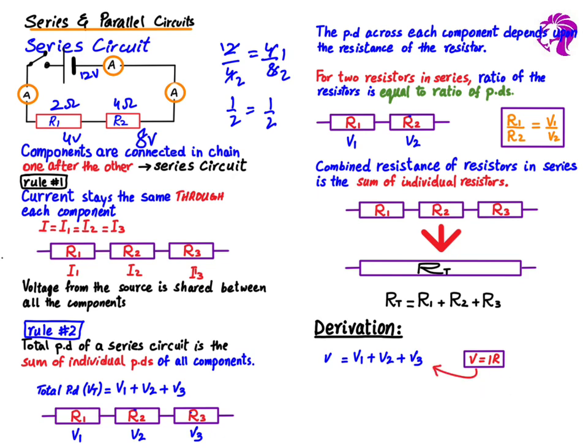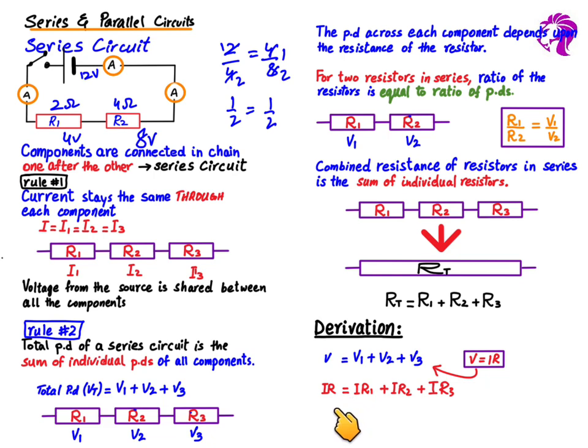So if V is equal to IR, I can either say V equals V1 plus V2 plus V3, or I can also say IR is equal to IR1 plus IR2 plus IR3. Is that the same? Yes. Why am I using the same I everywhere? Because it is the same I everywhere for every resistor.